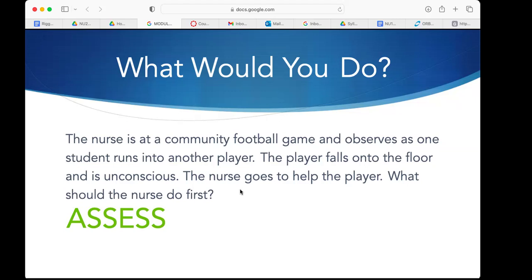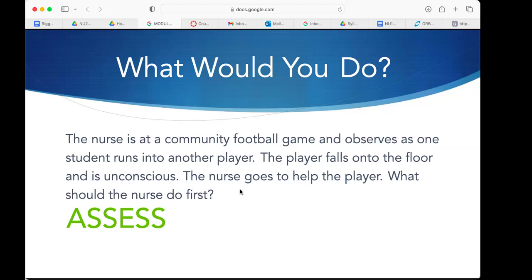To assess means to gather information. And as a nurse, you always want to make an appropriate move based on what the information is telling you. So if you go kneel beside him and he's not breathing and he doesn't have a pulse, you can tell someone to call 911 and you're going to begin CPR, right?